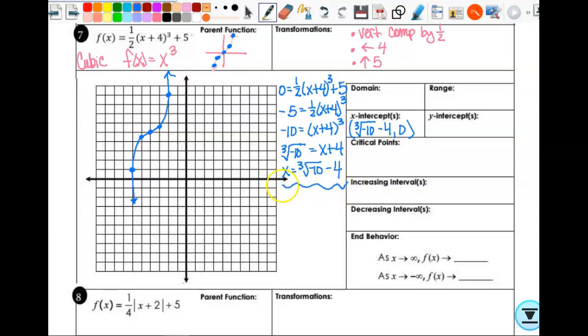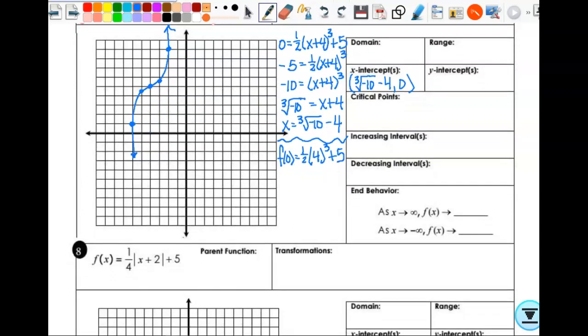Now my y-intercept. That's f of 0. That's equal to 1/2 times 0 plus 4, which is just, I'll just put 4 cubed for space, plus 5. What's 4 cubed? 4 times 4 is 16, times 4 is 64. So I get 1/2 times 64 plus 5. Good. So it's 32 plus 5, which is 37. Which makes sense that it should be a large positive number based on our graph, right?